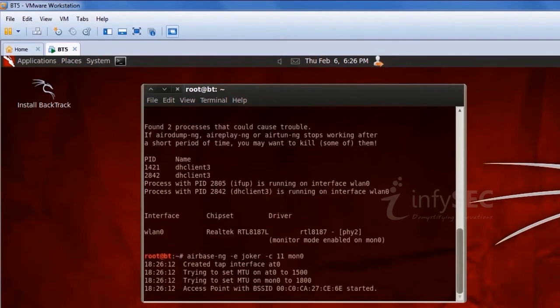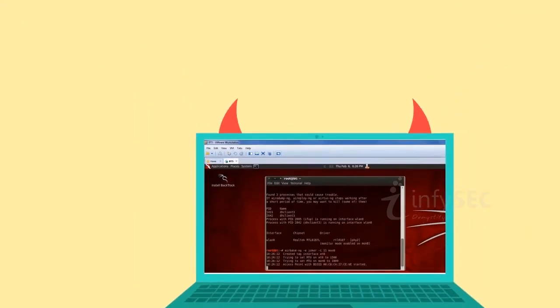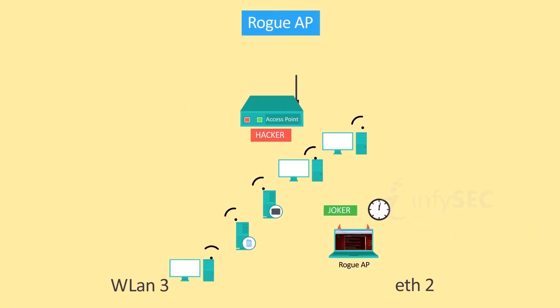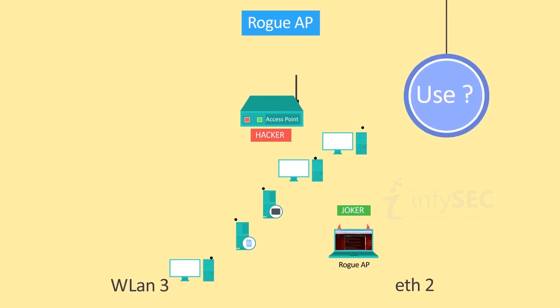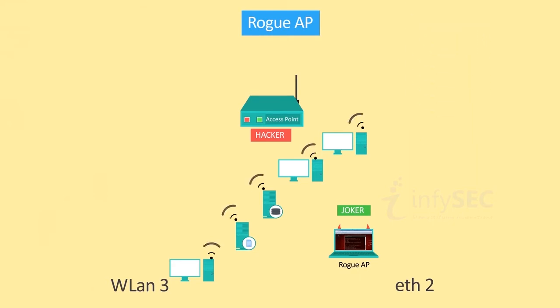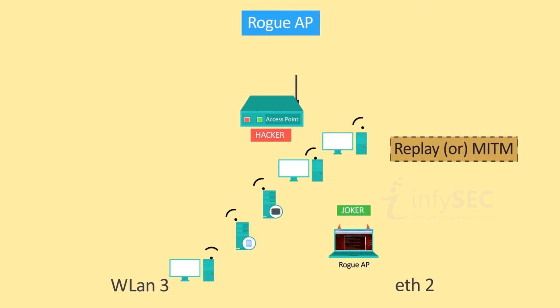The rogue AP is set up with a name similar to that of a legitimate AP, that is, Joker, on channel 11, where we wait for a client to connect to this AP. With this, a rogue AP setup is done. But what is the use of just setting up a rogue AP? Usually a rogue AP is set up in order to perform a replay attack or an MITM attack.